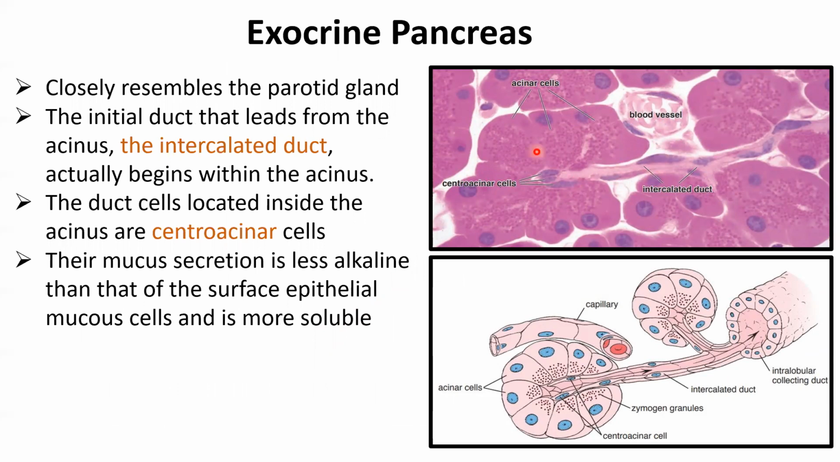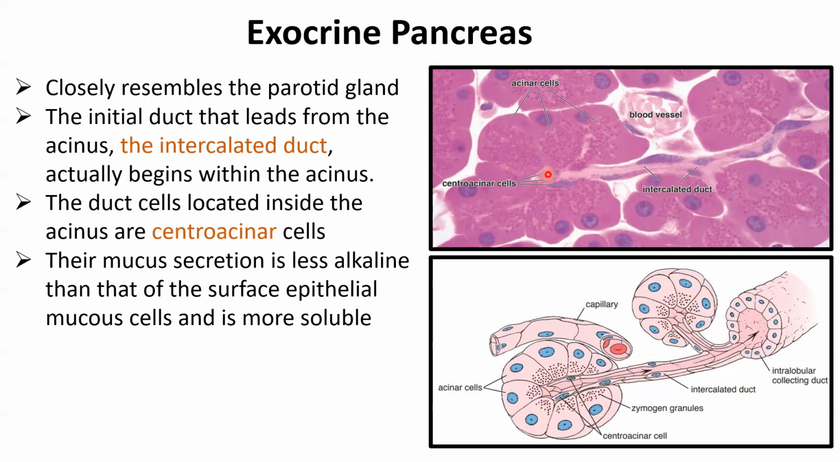One feature here is that the initial duct that leads from the acinus, which is the intercalated duct, a similar name to what we've seen in the salivary glands, actually begins inside the acinus. Usually the duct starts where the acinus ends, but the intercalated duct in the pancreas starts in the middle of the acinar structure itself. The duct cells located inside the acinus we call centroacinar cells.